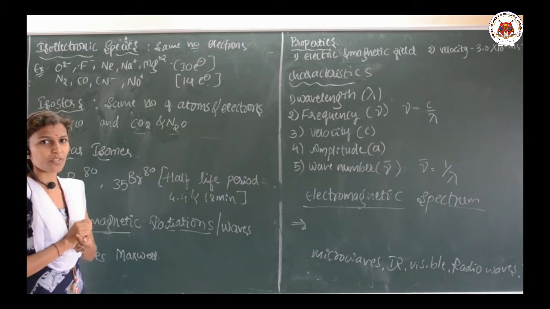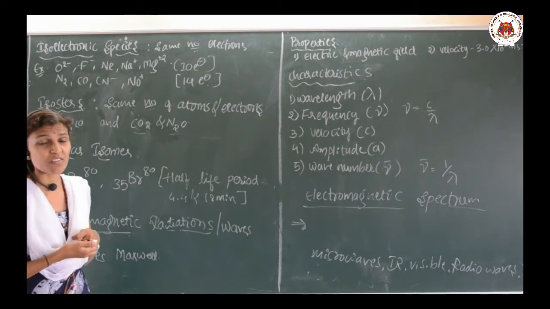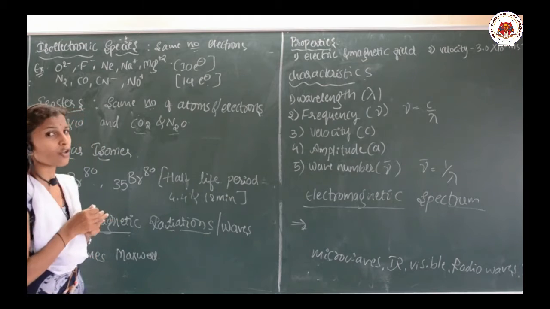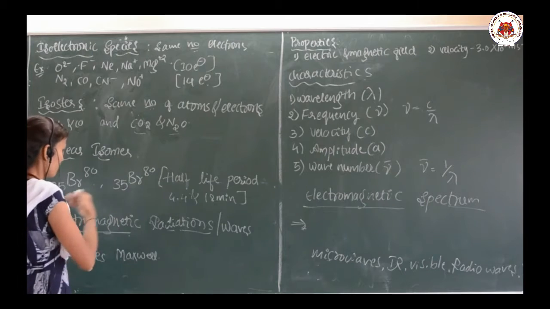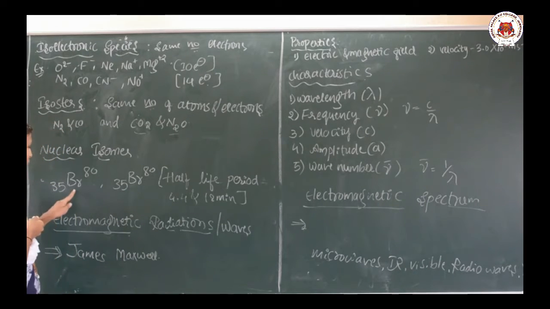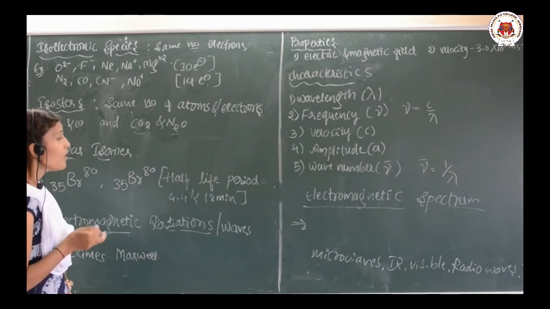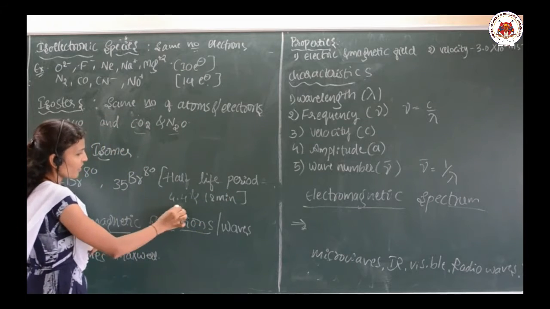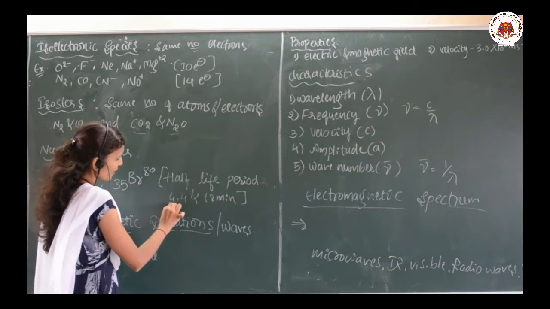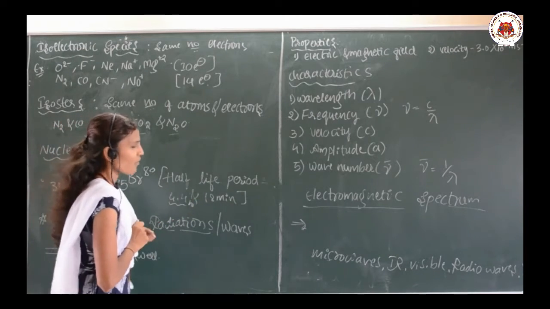So next one is nuclear isomers. These have the same atomic number and the same mass number; the only difference is that the radioactive properties are different. Let us take one example, 35Br80, bromine. These two have the same atomic number and the same mass number, but the half-life periods of these two are different.